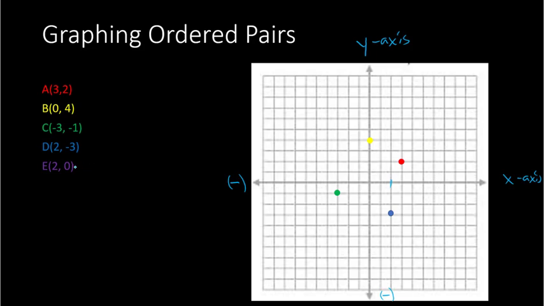Now point E is found at 2, 0. So again, your first number is going to be x, second number is y. So if x is 2, that means you have to go 2 to the right in the positive direction for x, so 2 to the right. And then y is 0, which is up and down, so it means you go up and down 0. So you don't go up and down at all. So your point 2, 0 is right here on the x-axis, and we have that graphed.